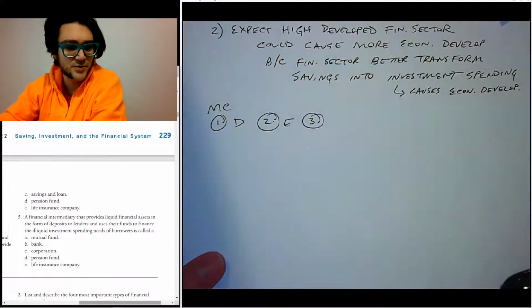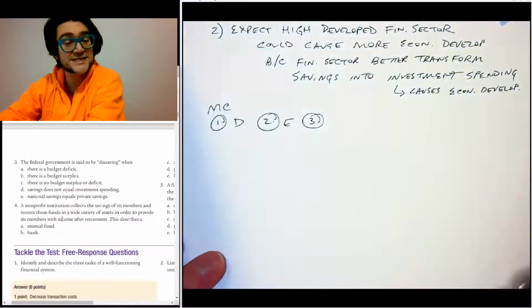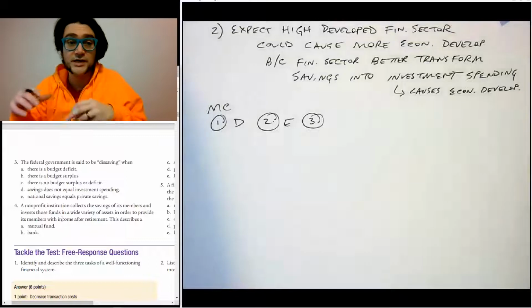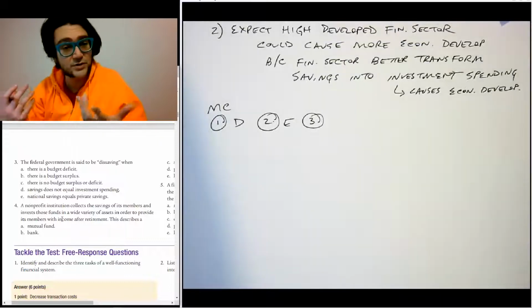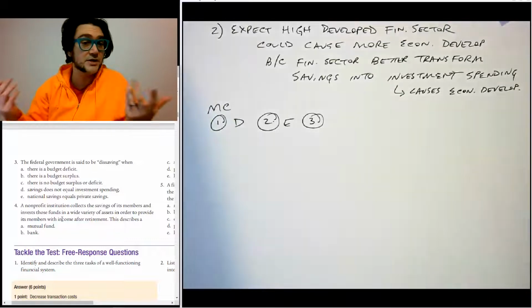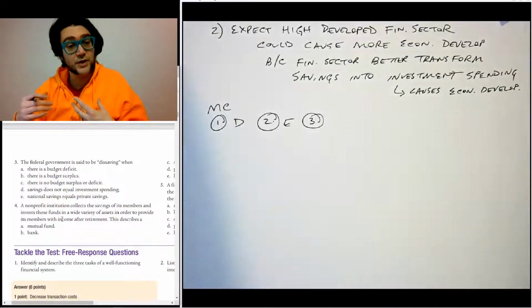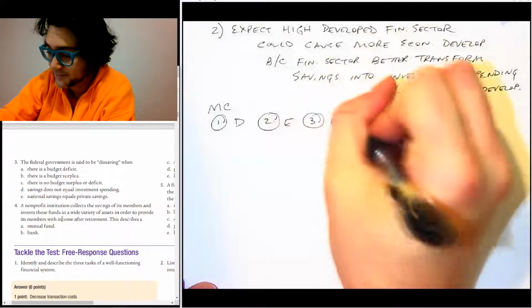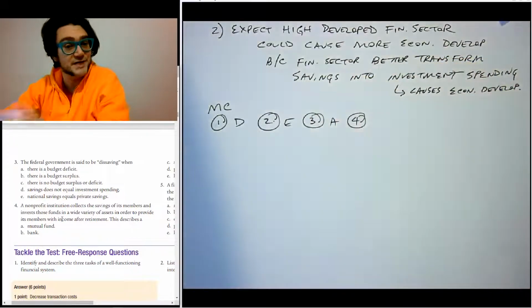All right, number 3. The federal government is said to be dissaving. So again, vocabulary term, it's included in the reading, and if you read through it, you'll know what it means. It might be a little harder to do if you just try to piece the puzzle pieces together. But this just means that they're borrowing money, so that means they have a budget deficit. So A. Dissaving is like the opposite of saving, right?